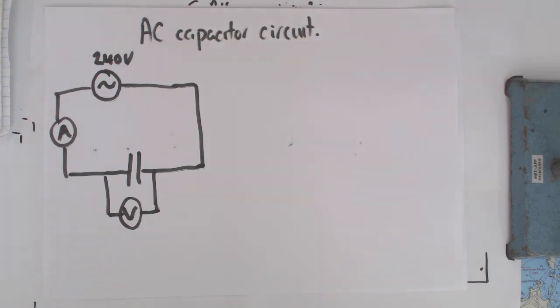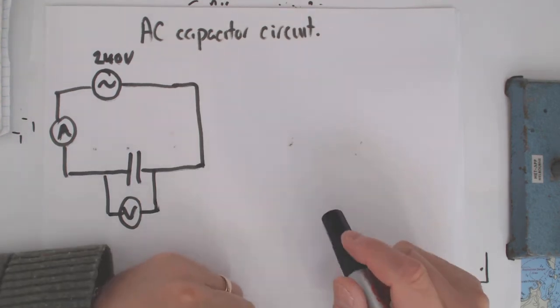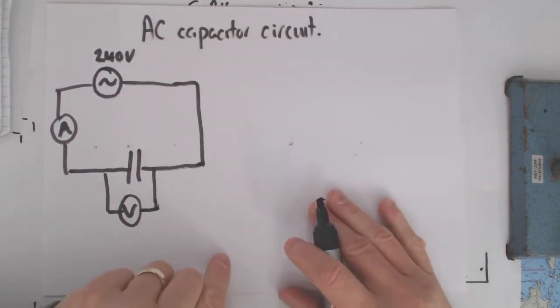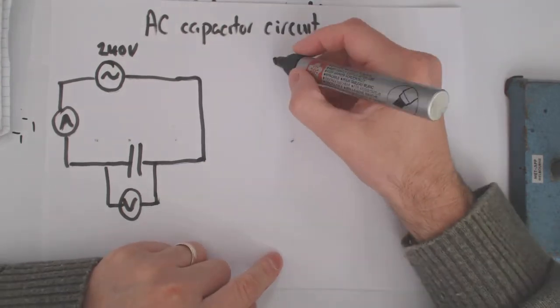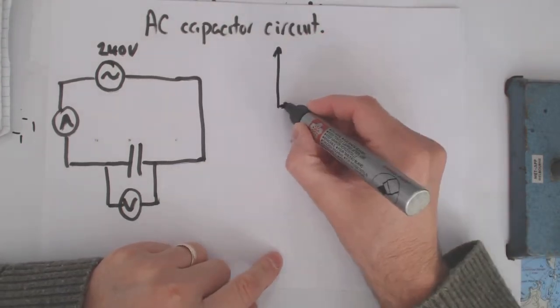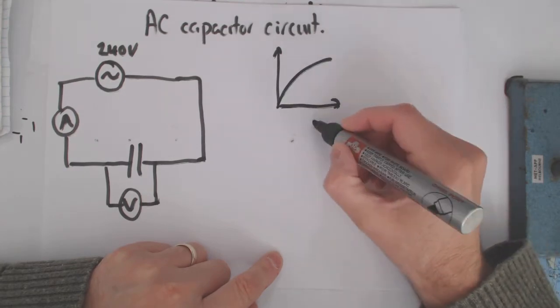This is our capacitor AC circuit. Hopefully you've looked at the resistor circuit first, otherwise some of this might not make too much sense. Now, to look at this circuit, we have to go back to thinking about charging of capacitors. And remember the one curve I said you guys needed to remember was this one.